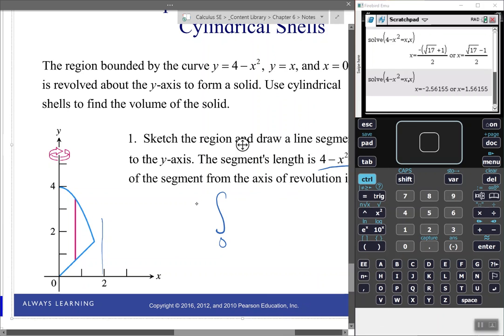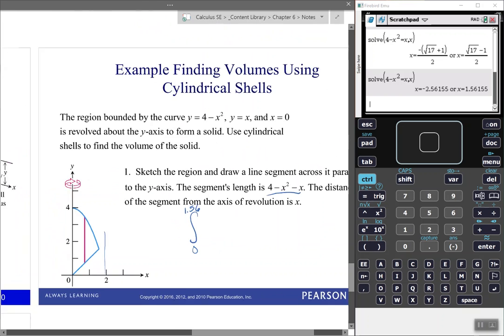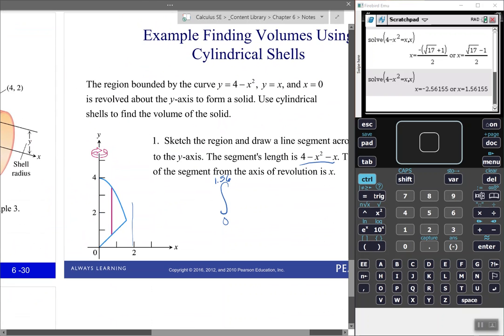So we'll go from 0 to 1.56. So this is not going to be a nice exact answer. It's going to have some decimal in it. That's okay. So we have the 2 pi. I'm still going to put that out front. And then the radius is going to be the difference of functions. And the height is always the function we're working with, the letter we're working with, so x dx.